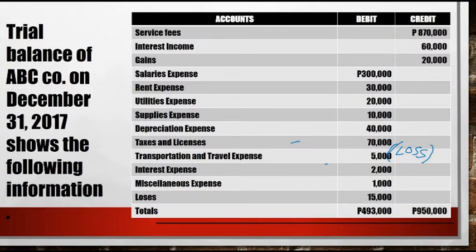So, let's have an example. The trial balance of ABC Corporation on December 31, 2017 shows the following information. We have service fees, interest income, and gains. Automatic, itong tatlong to is part ng income. Bakit part ng income? Ano ba ang normal balance ng income? Ang normal balance ng income is credit.